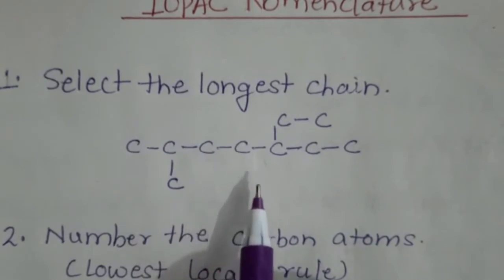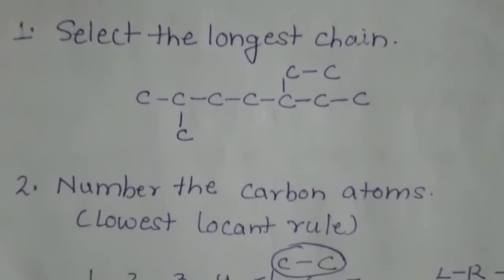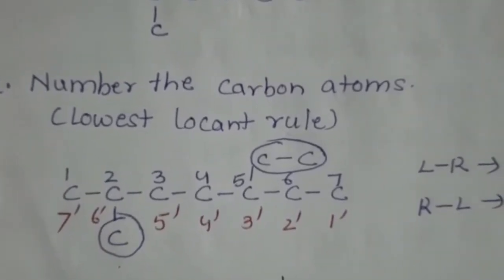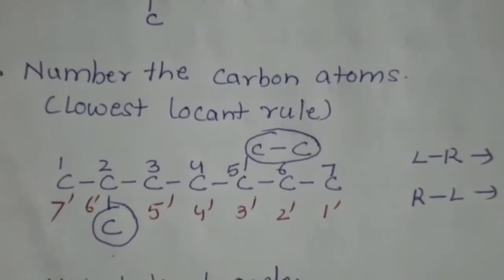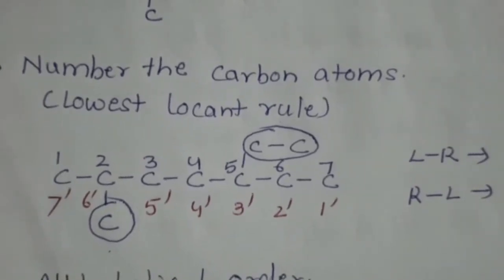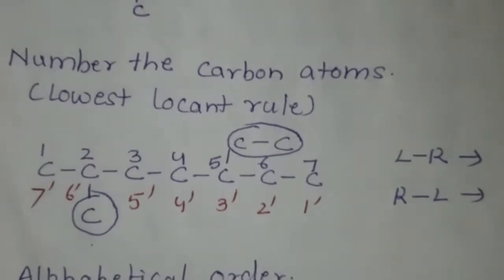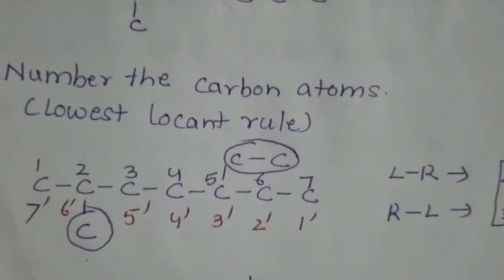After selecting the longest chain, we have to number the carbon atoms. As we know that the chain has two ends, the numbering should be done from both ends. It should not be done from the middle. So we have to number the carbon atoms from both ends, that is, moving from left to right and right to left.